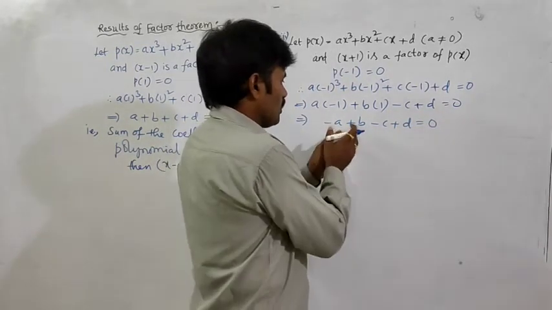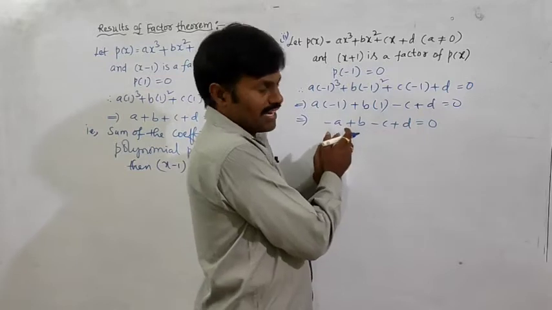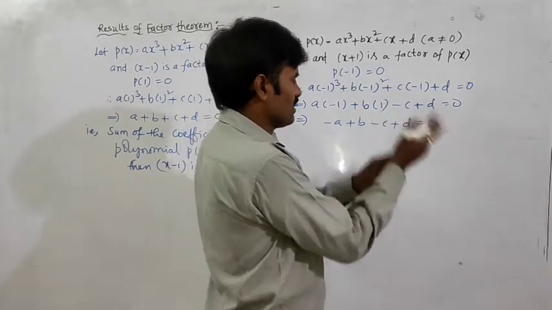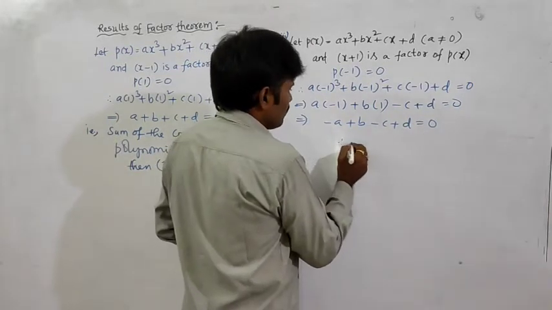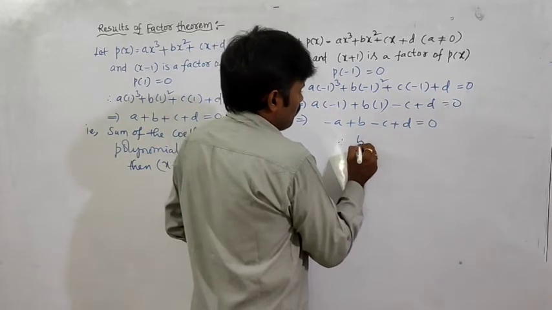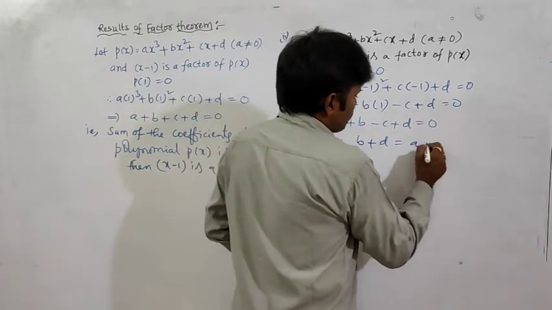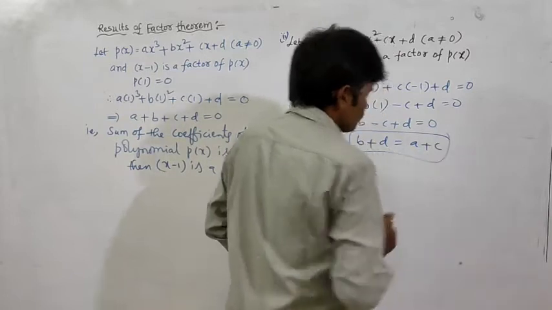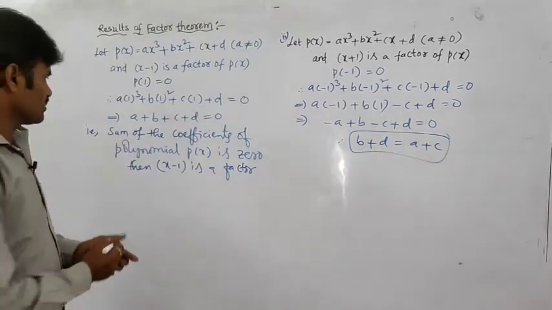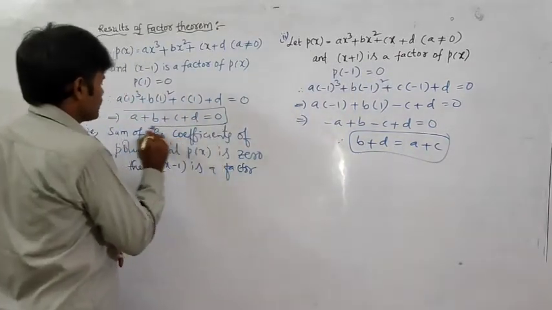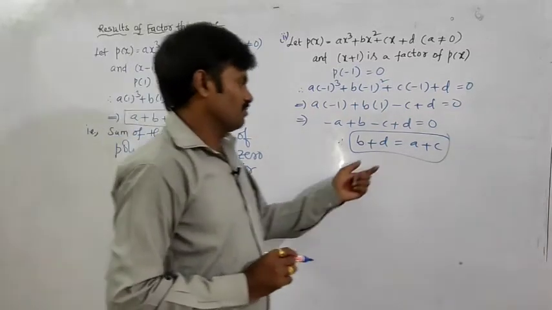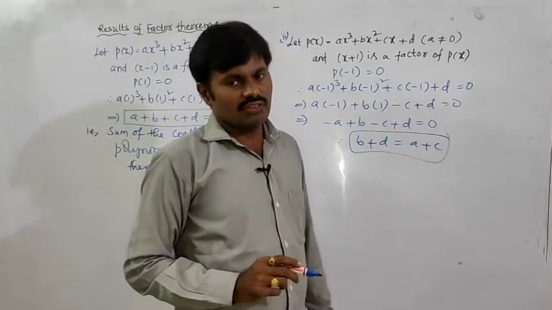Now some coefficients are positive, some are negative, no? So negative coefficients shift to the other side. So what can I write here? So b plus d is equal to a plus c. Here we got this condition. What type of condition did we get? Here a plus b plus c plus d is equal to 0 we got, and here we got b plus d is equal to a plus c.